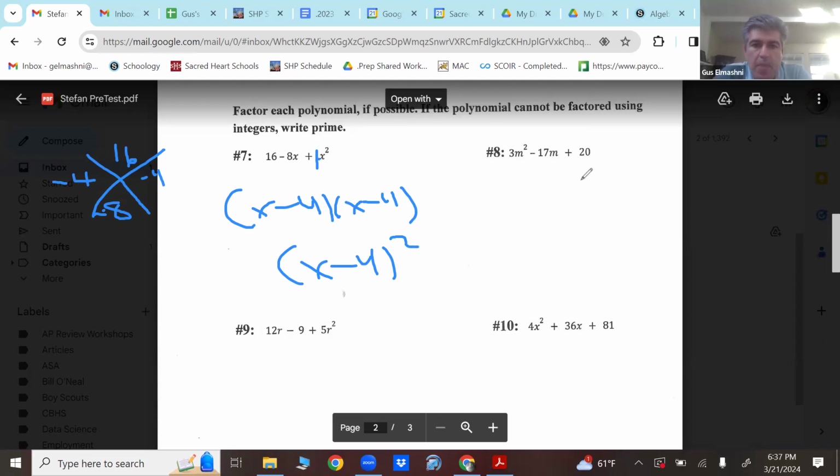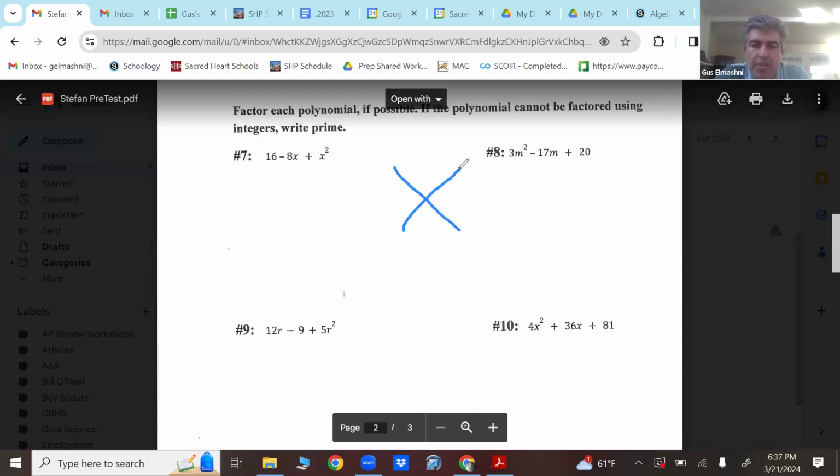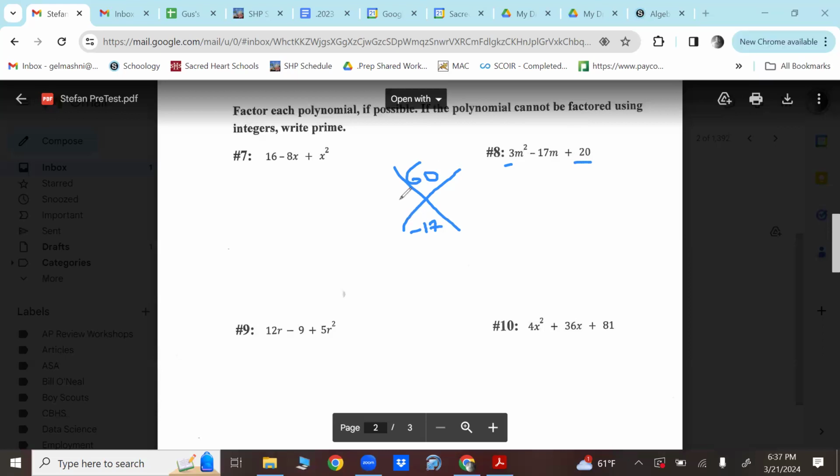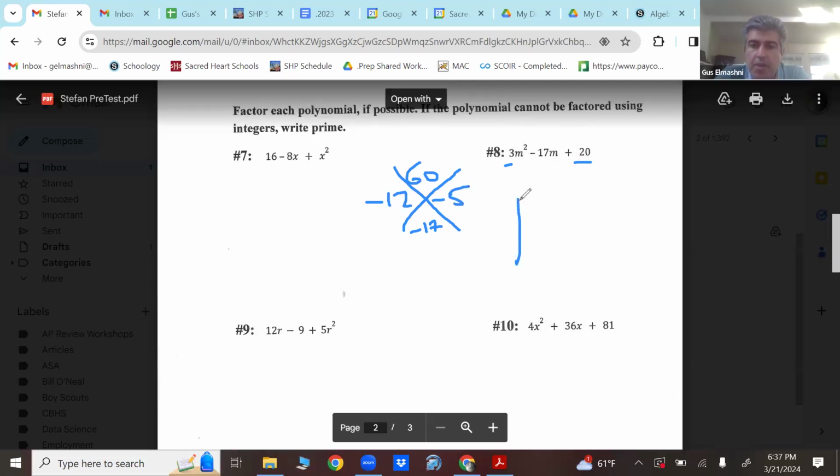Okay, next up. So now this case you do 3 and 20. Okay. What 2 numbers multiply to 60 and add to -17? Um, well, so sorry, repeat that. Negative, negative. -12 and -5. Okay. Yeah.